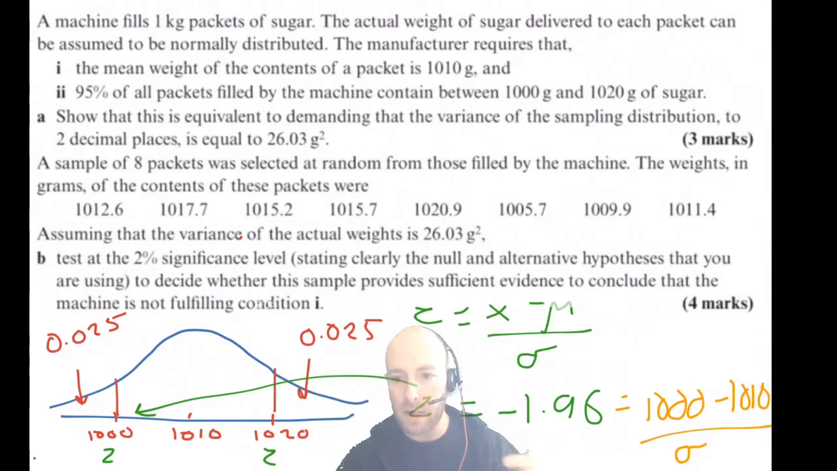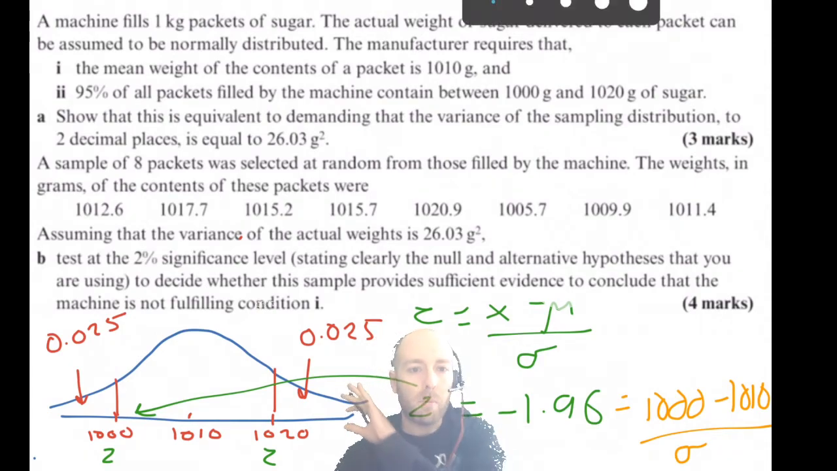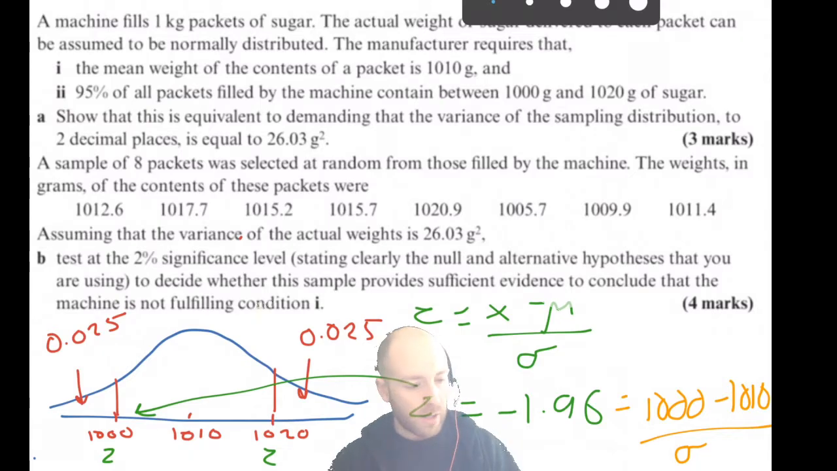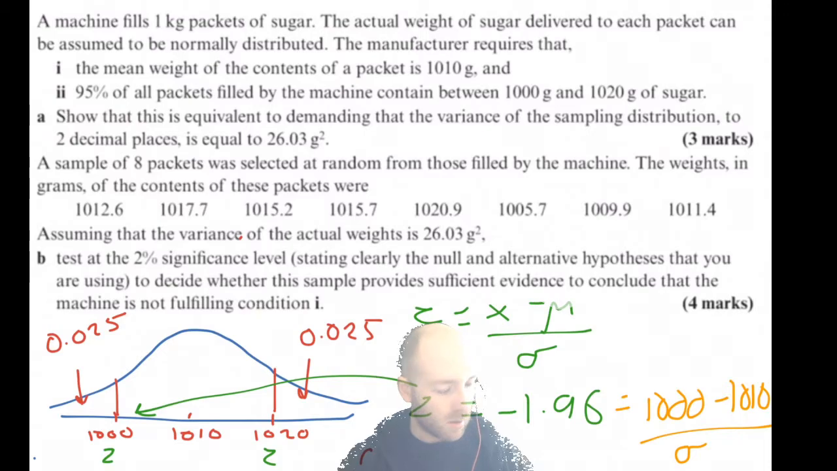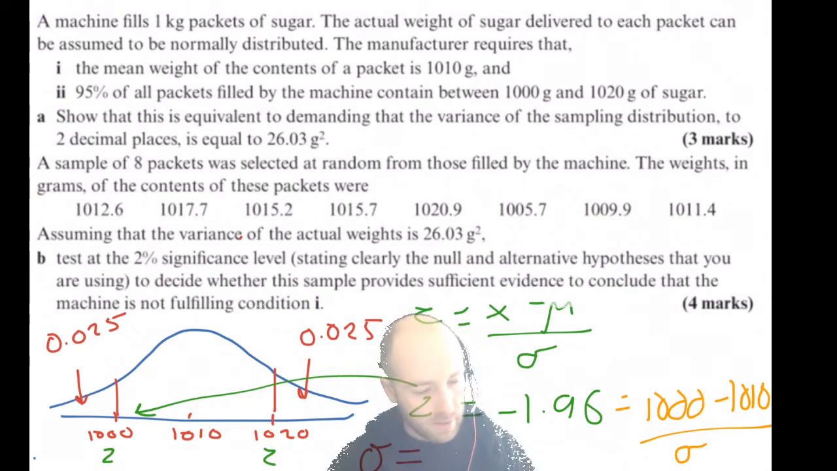And if we rearrange that, how do I know it's inverse normal? Inverse normal is when you've got the probability and you're trying to find the value. So we got this bit and we want to try and find this bit. So rearrange that and we're going to get sigma equals, so type this into the calculator, 1000 minus 1010 divided by minus 1.96. And we get sigma is 5.1.